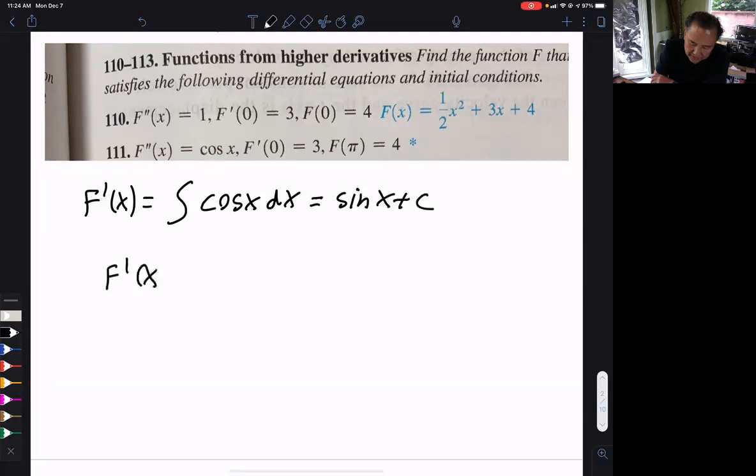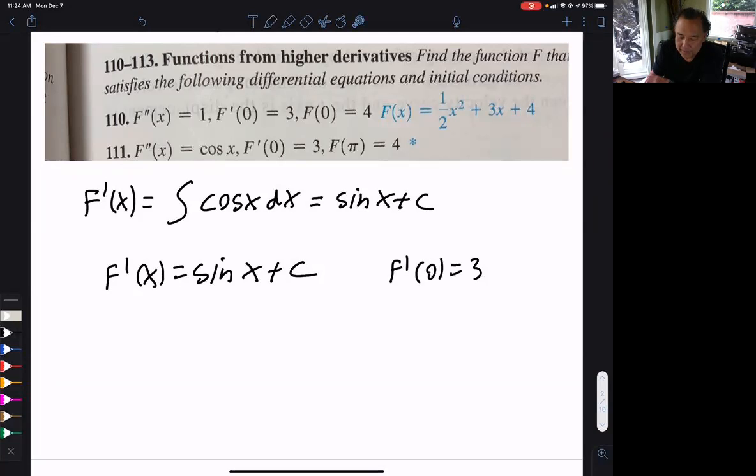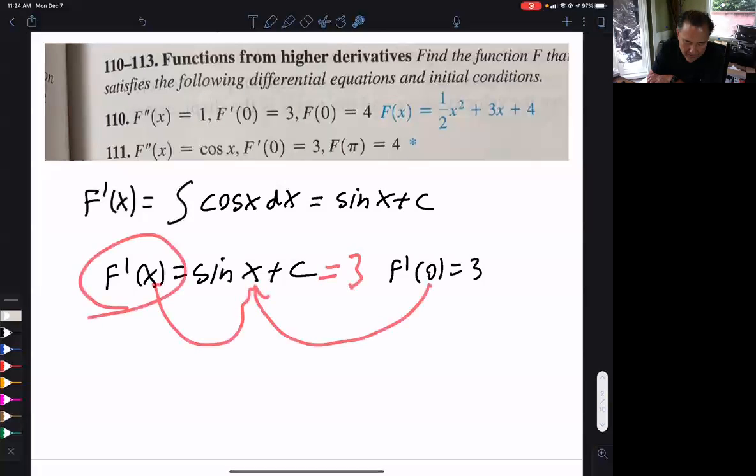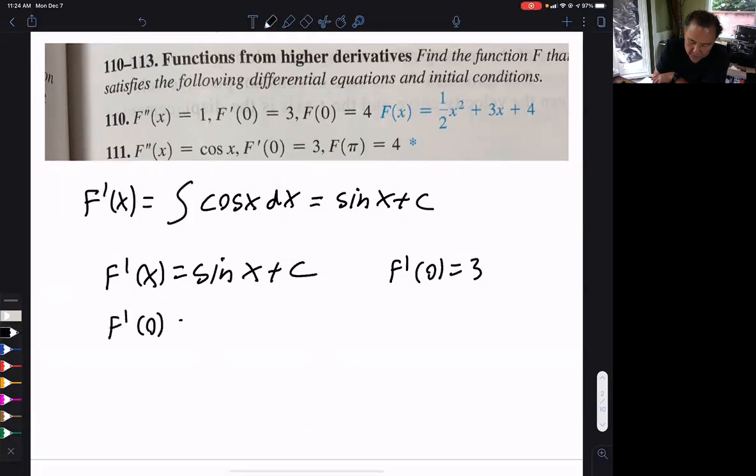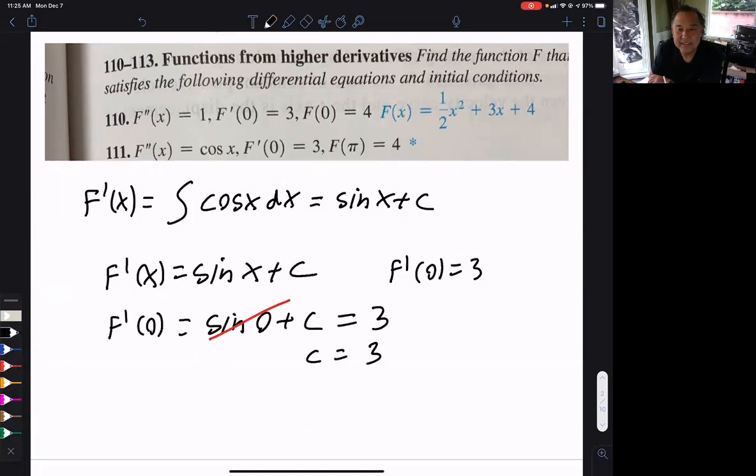So we have the derivative is sine x plus c. But I want to know what c is. I have to find c to be able to do this. But they tell us f prime of 0 is 3. That means if I plug in 0 here and here, this must equal 3 because this is f prime. So I'm going to do f prime of 0, which is sine 0 plus c. That must equal 3. But sine of 0 is 0, so we have c equals 3.